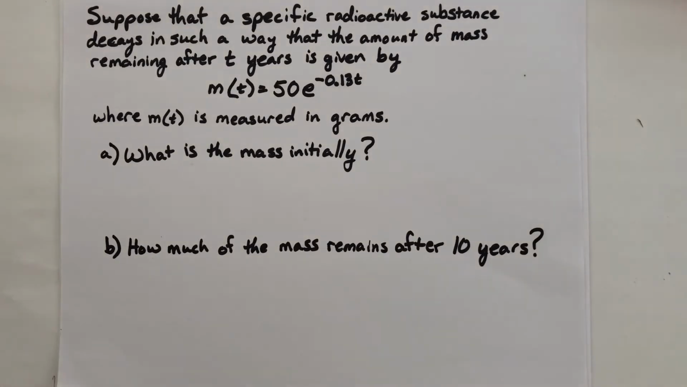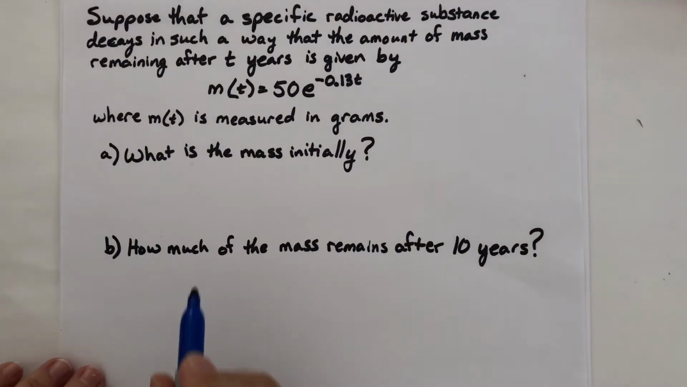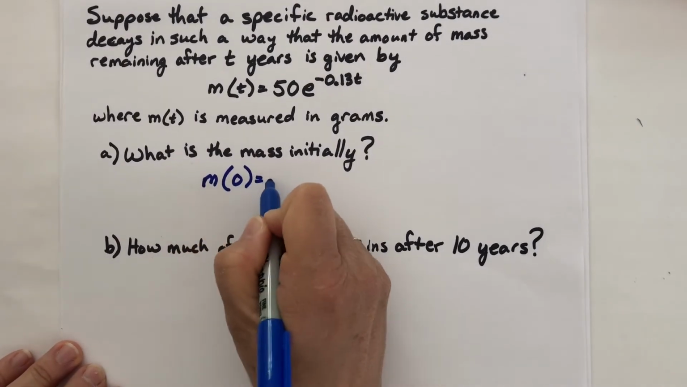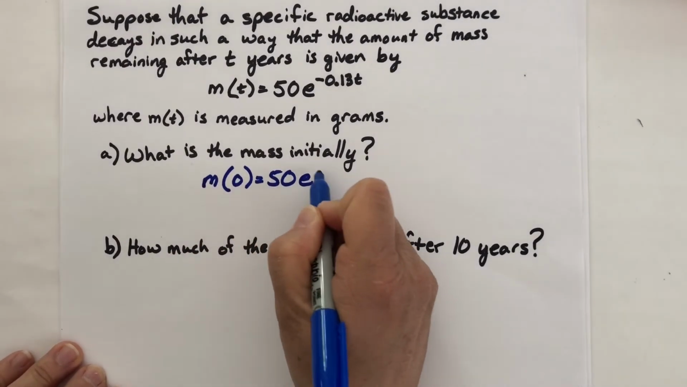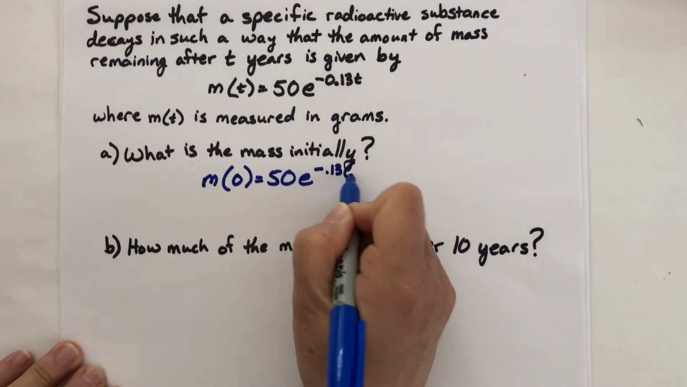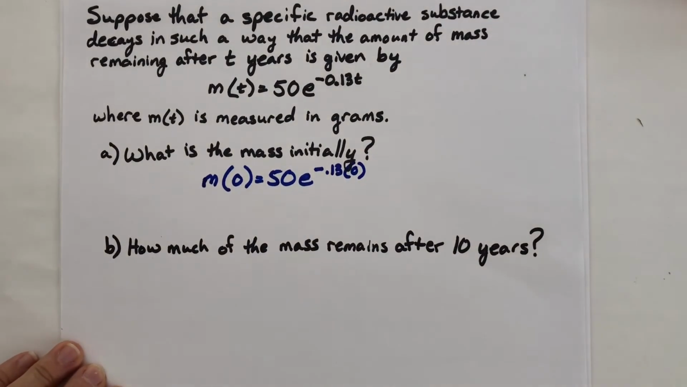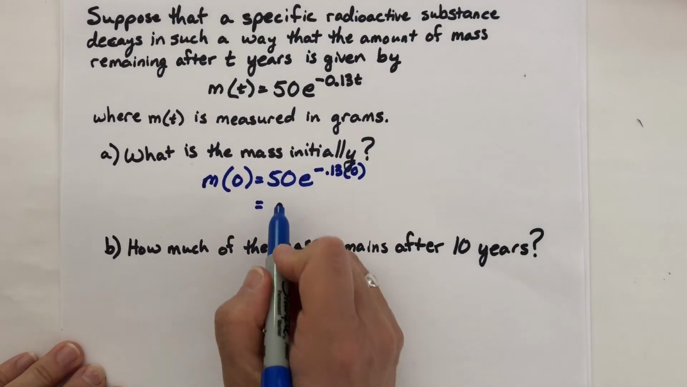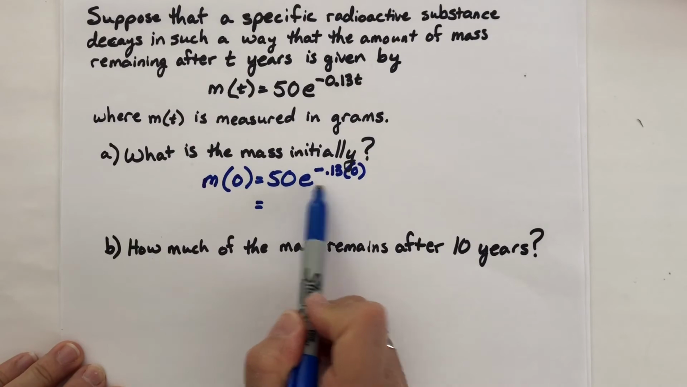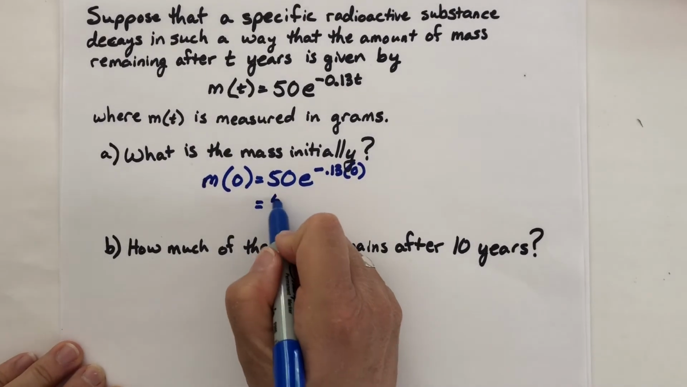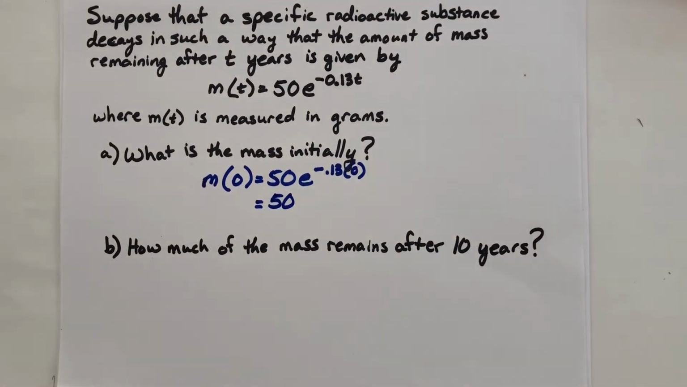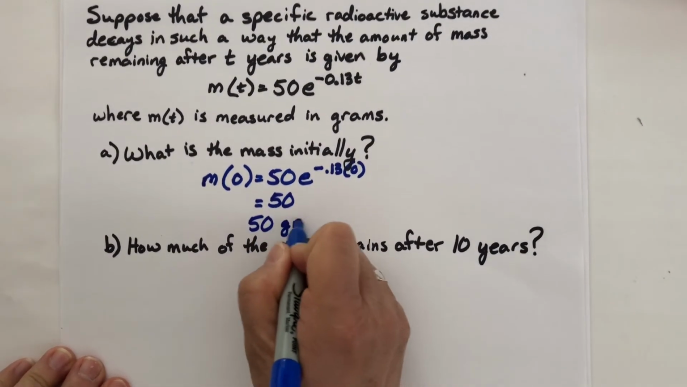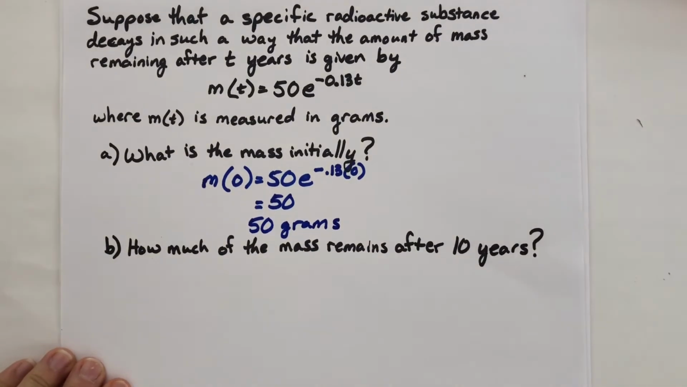So let's find the mass initially. So we're going to put in 0. So we have 50 e to the negative 0.13 times 0. And if we do this calculation, again, as with the previous one, we'd have e to the 0, which is 1, so we would get 50. So I have 50 grams of the substance present initially.